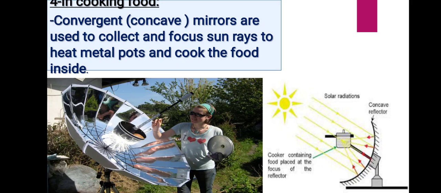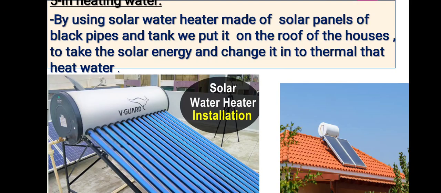So we can use the solar energy in cooking the food by using a convergent or concave mirror to collect the sun rays. After that, the mirror reflects the sun rays to the metal pot to make it very hot and to cook the food. Finally, we can use the solar energy in heating the water.